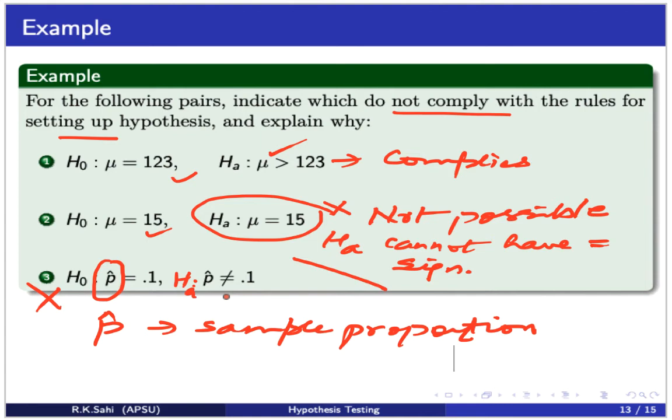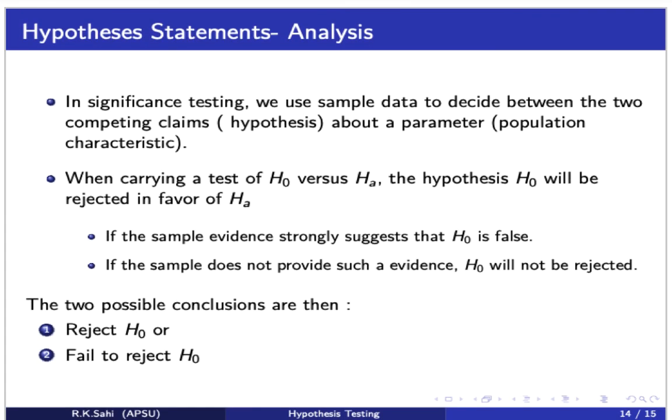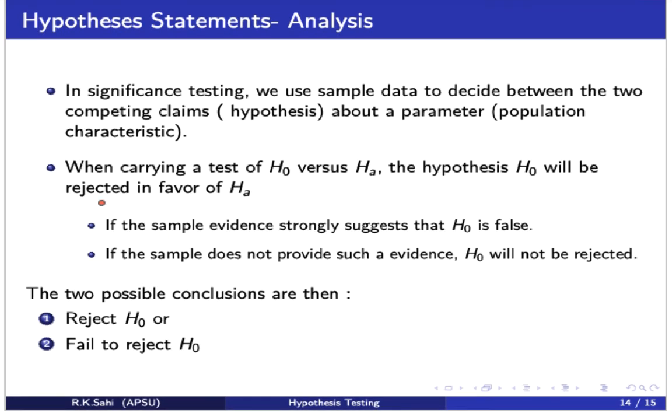Now we have got a little bit comfortable with reading the problem and writing the null and the alternative hypothesis. When we have these hypotheses, we like to make an analysis. What does it give us? That's the main part for us. So in significance testing, we use sample data to decide between two competing claims, that is, hypotheses about a parameter, which is a population characteristic.